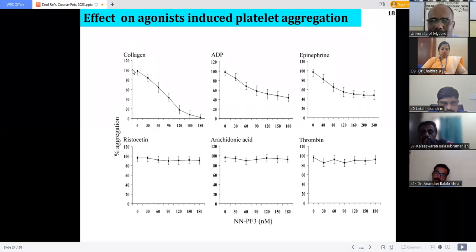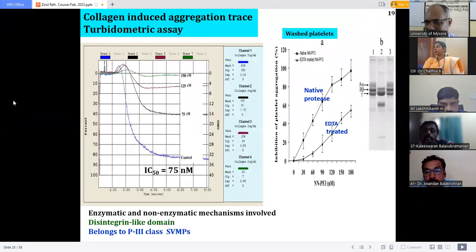You can see over here, this is 100% aggregation in the absence of our protease. In presence of our protease, there is inhibition of aggregation. So there is 100% inhibition. For ADP and epinephrine, there is partial inhibition, while here no inhibition. Okay. So this is the collagen induced aggregation trace.